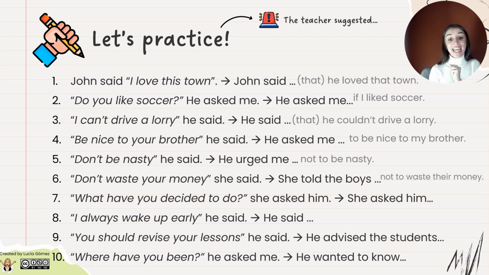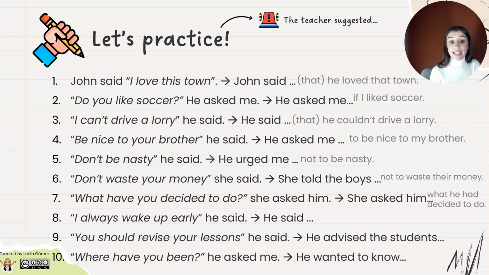Ahí lo podéis ver. En el siguiente vídeo veremos también cómo trabajar con suggested, que es la oración que tenemos ahí al principio, al igual que cómo trabajar con los diferentes verbos, con said, con told, advised, wanted to know, and all these kinds of things. So I really recommend you to watch the next one so that you can understand everything better. Now, moving to sentence number 7, what have you decided to do? She asked him what he had decided to do.